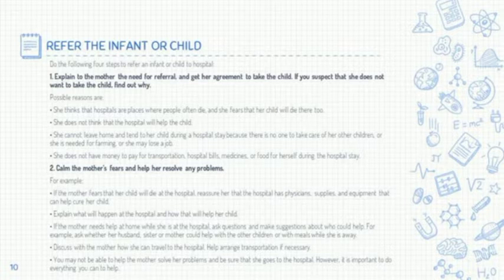If the mother needs help at home while she is at the hospital, ask questions and make suggestions about who could help. It can be any family members. For example, ask whether her husband, sister, or mother could help with the other children or with meals while she is away. Discuss with the mother how she can travel to the hospital. Help arrange transportation if necessary. Yes, nurses can do that too. You may not be able to help the mother solve her problems and be sure that she goes to the hospital. However, it is important to do everything you can to help because it is one of the important responsibilities of a nurse.